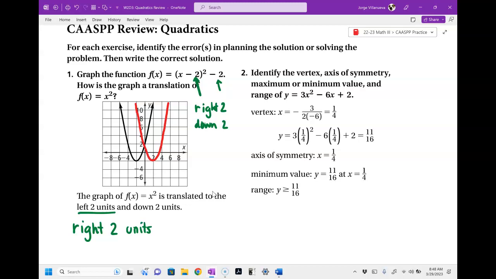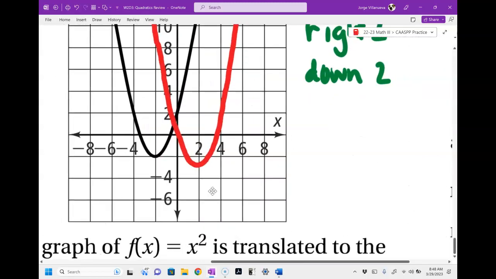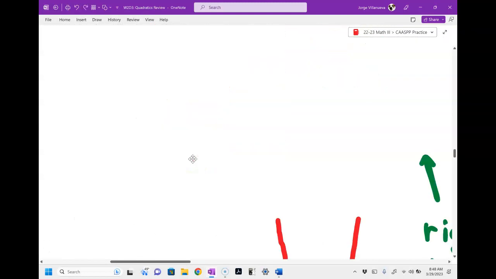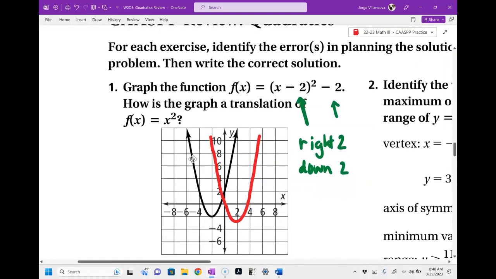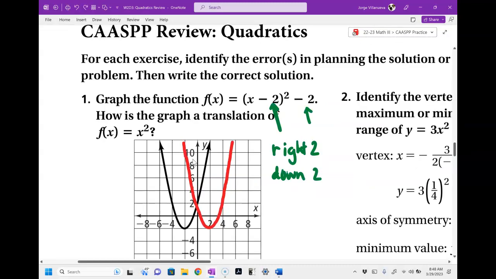Now I know it only looks like 1, but remember the numbers that, whoops, sorry about that. Let me move that back. Give me a second. All right, there we go. So the numbers are 2 and 2, right? 2 to the right, 2 down. It's not by ones. It's 2, 4, 6, 8. So move twice to the right, 2 times down.